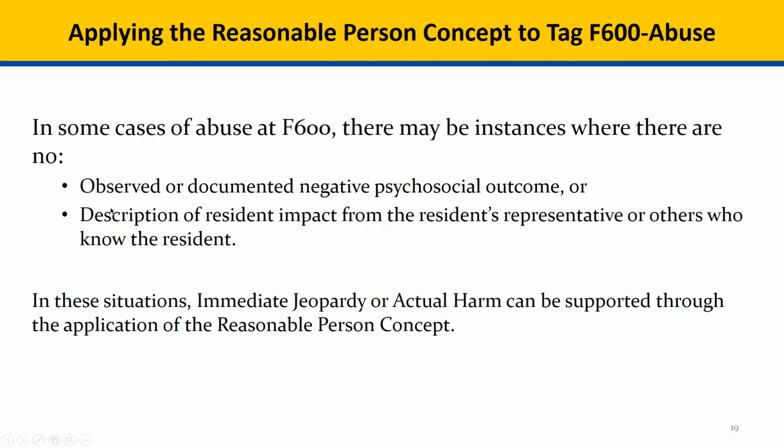In some cases of abuse at F600, there may be instances where there are no observed or documented negative psychosocial outcome or description of resident impact, from the resident's representative or others who know the resident. In these situations, immediate jeopardy or actual harm can be supported through the application of the reasonable person concept. In the following slides, we will provide examples of these types of cases.